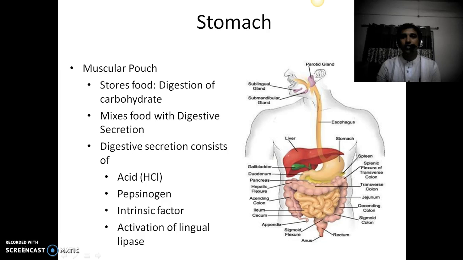There is an intrinsic factor also, which is secreted along with the acid secretion and which is important for the absorption of vitamin B12 in intestine. The lingual lipase, which is secreted from tongue, gets activated here.